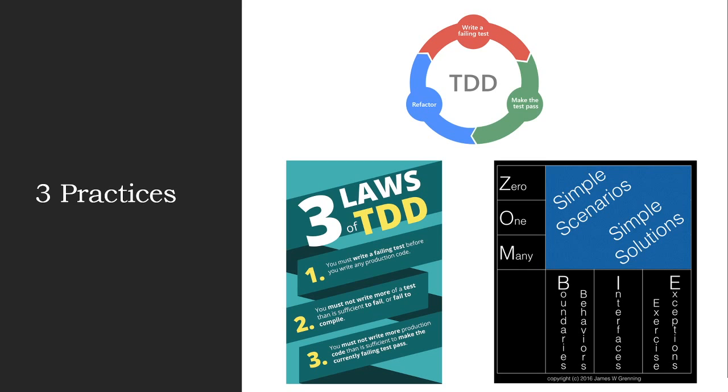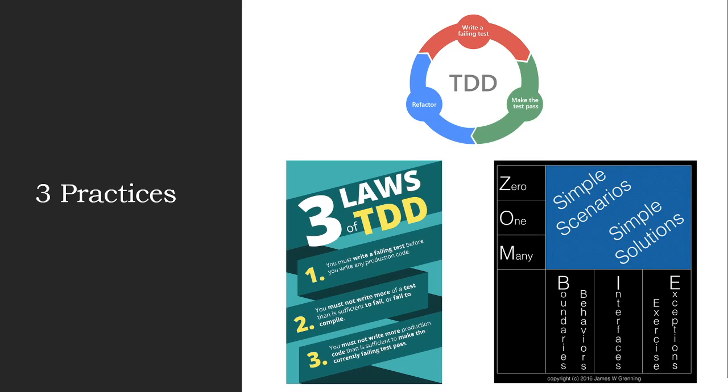Okay. Then you're defining interfaces. If you're working with some sort of object-oriented programming, you're going to have interfaces. But you can also think of these interfaces as how do you want to name these things? How do you want to accept the parameters? Those sorts of things. And then the exceptions. How do you want to throw exceptions? How do you want to handle exceptions? So that's the 3 practices of TDD that you should know about.